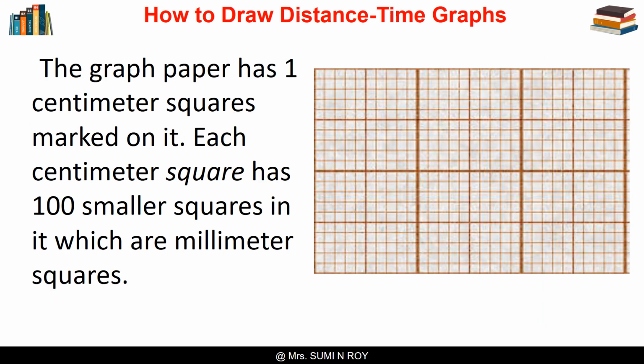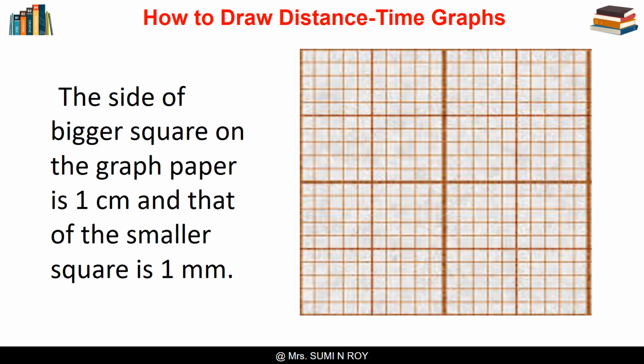The graph paper has 1 centimeter squares marked on it. Each centimeter square has 100 small squares in it, which are millimeter squares. The side of the bigger square on the graph paper is 1 centimeter and that of the smaller square is 1 millimeter.